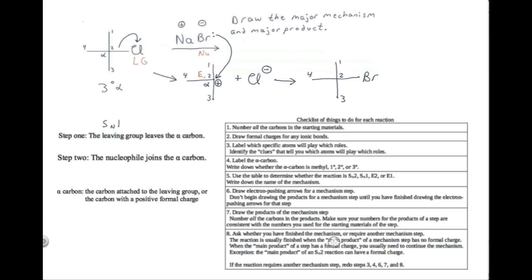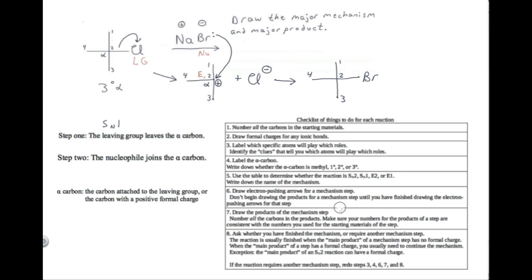Now, do you see why I'm saying the main product? Oftentimes you can't get rid of all the formal charges. For example, we still have a formal charge in this product. There's still going to be a formal charge on the Cl-, and for that matter, there's a formal charge on the Na+. There's no way to get rid of those formal charges, but I hope it's clear that this is what we would consider the main product of the reaction. We were able to get rid of the formal charges on this main product of the reaction, and that's a strong clue that we've finished the mechanism.